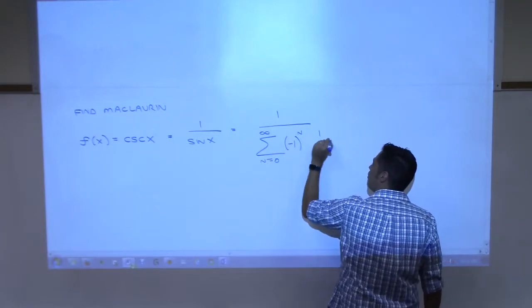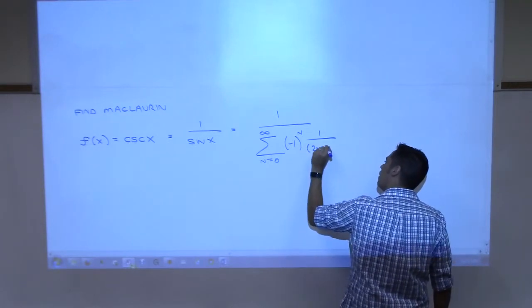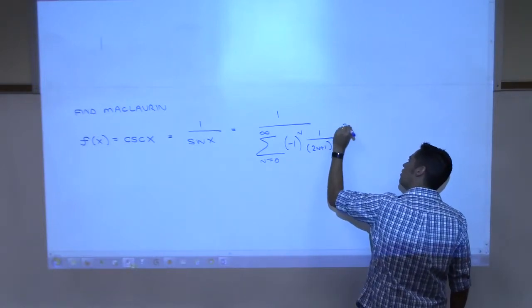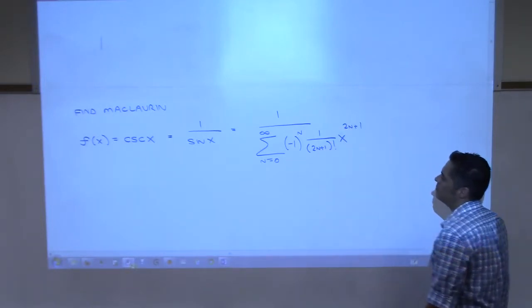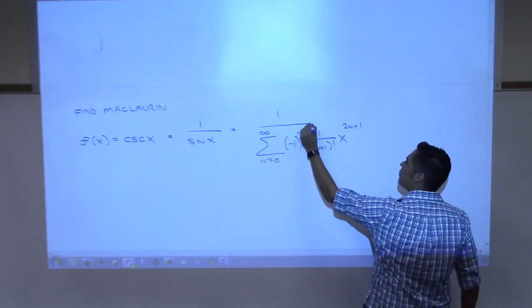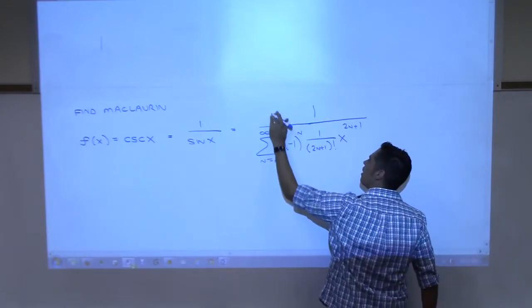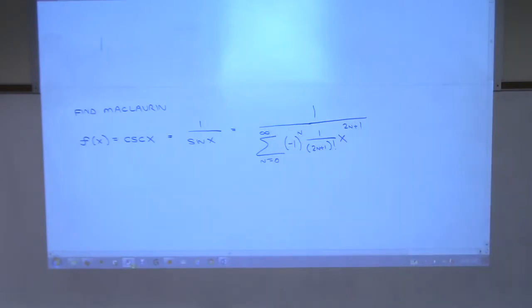We've done this already. So 1 over the sum of (-1)^n over (2n plus 1) factorial x to the 2n plus 1. Isn't that what that is? I should probably extend this division bar. Maybe put the 1 here instead. That's what that is, right?